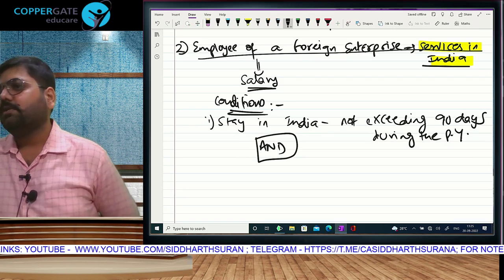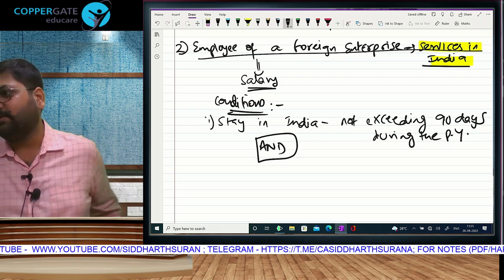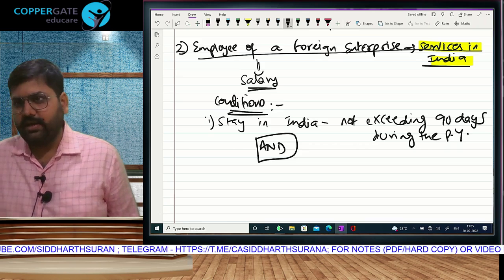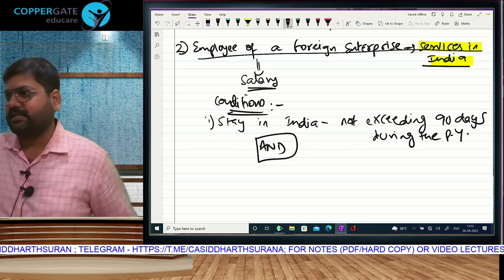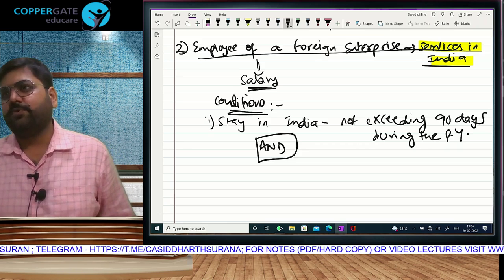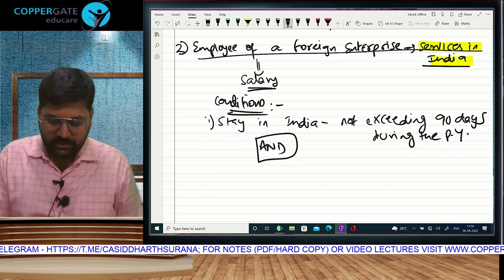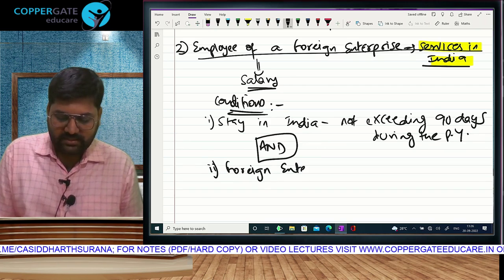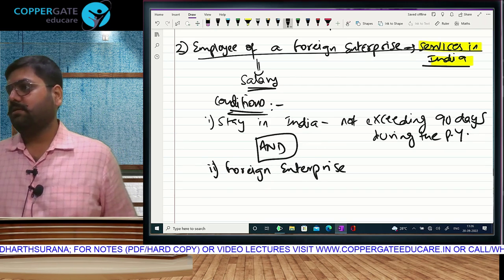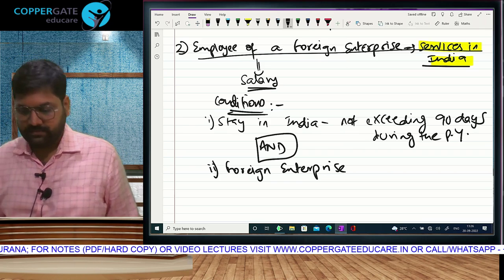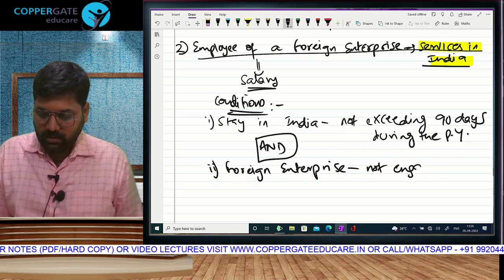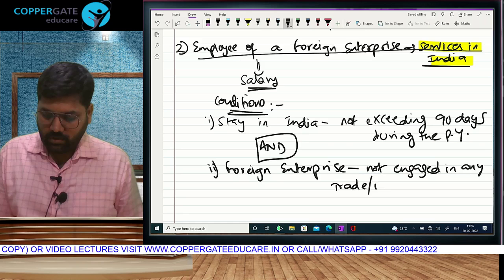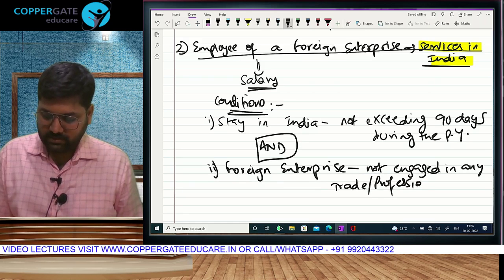Till now, it was not very difficult to understand. One foreign enterprise has sent its employee to work in India, which is very normal. If he is working in India, it is Indian salary, but we don't want tax because he has come temporarily. So we are putting the condition of 90 days. But the second condition says the foreign enterprise, that means the assessee's employer, the foreign enterprise, should not be engaged in any trade or profession or business in India.